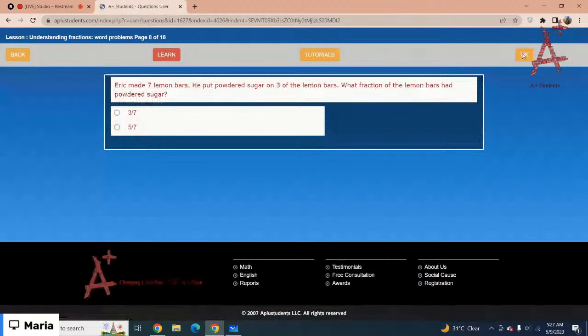Eric made 7 lemon bars. He put powdered sugar on 3 of the lemon bars. What fraction of the lemon bars had powdered sugar? That would be 3 out of 7. Got it. The correct option is 3 out of 7.